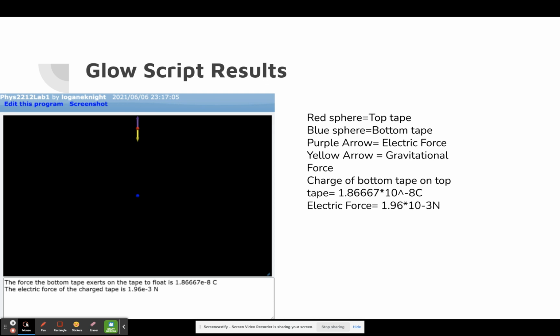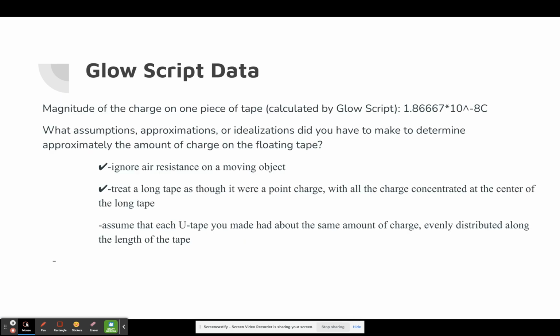We're also able to get this free body diagram, with our red sphere being our top piece of tape and our blue sphere being our bottom piece of tape. Our purple arrow is the electric force coming from the blue piece of tape as it pushes up onto the red, causing it to float. Our yellow arrow is our gravitational force pointing downward. For our GlowScript data, we're able to get the magnitude of the charge to be 1.8667 times 10 to the negative 8 coulombs.